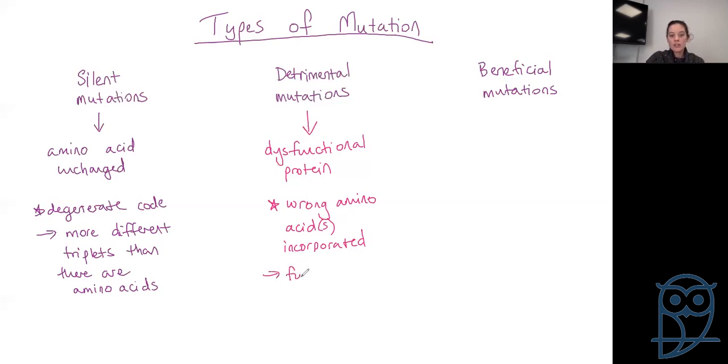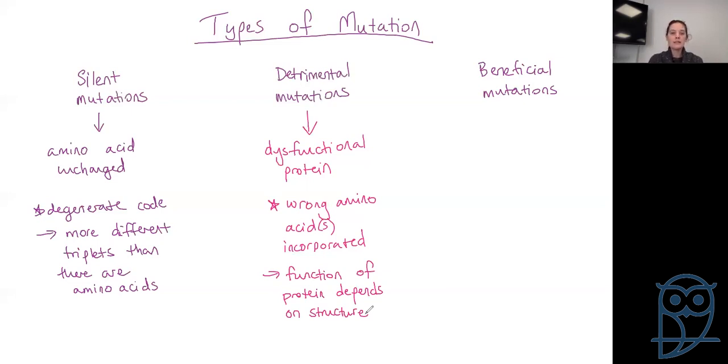So function of protein depends on structure. So if we change the structure, we can completely remove that function. Think of an enzyme. If you change the shape of that enzyme active site, and you can do that just with a single amino acid, then you've got a problem because when the active site changes shape, it's no longer complementary to your substrate. And now you've got a dysfunctional protein.